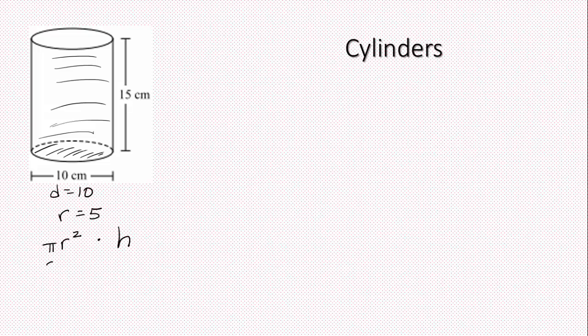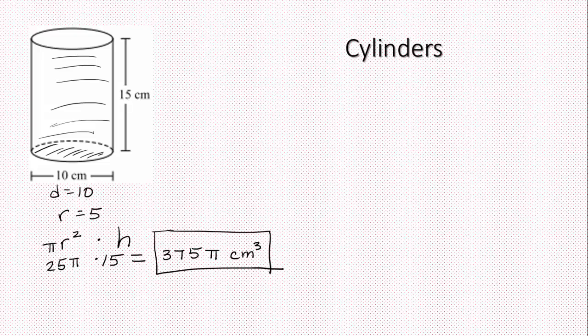So that turns into 25 pi times 15, which is 375 pi. And the units are cubed, in this case centimeters cubed, or cubic centimeters. And if you can picture filling that with cubic centimeters, they're going to bump into the edges a little bit, but that's what it is. So this is in terms of pi.